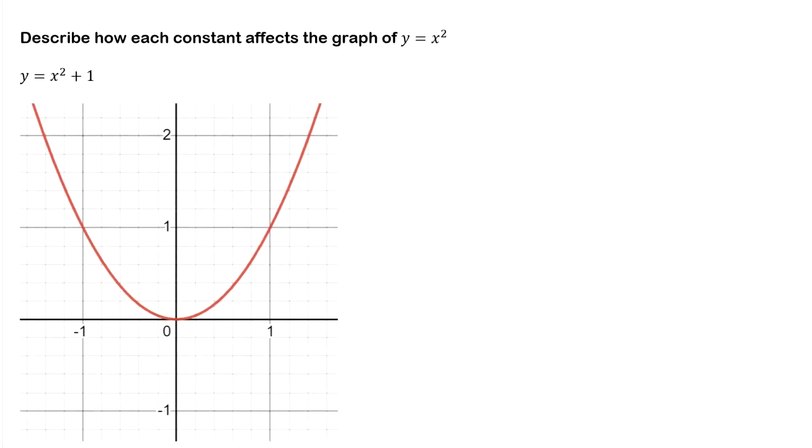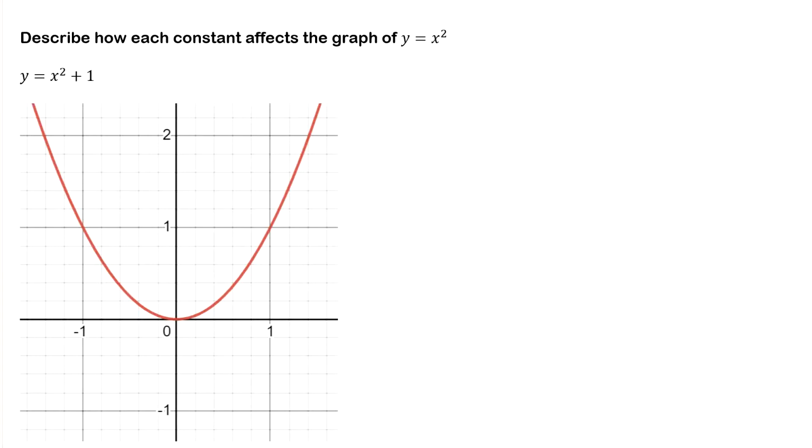We are now answering some questions, describing how each constant affects the graph of y equals x squared or another function. On your screen, you can see the graph of y equals x squared, which is a parabola. We need to describe how the +1 affects the graph.